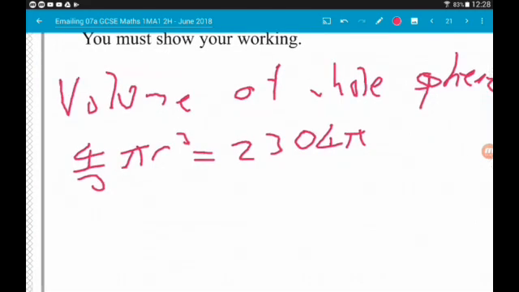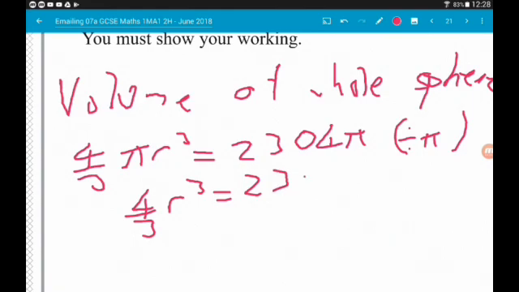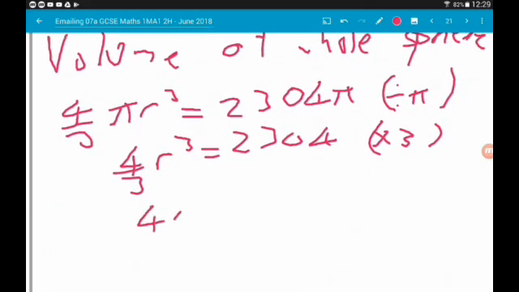So both sides have a pi, so we can divide both sides by pi. So that gives us 4/3 r cubed is 2,304. So we want to try and get r cubed on its own. 4/3 r cubed is saying 4r cubed divided by 3. So if we now multiply both sides by 3, we get 4r cubed is equal to 6,912. We then want to divide by 4.